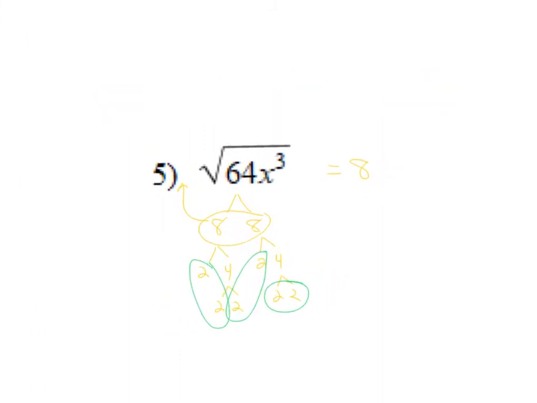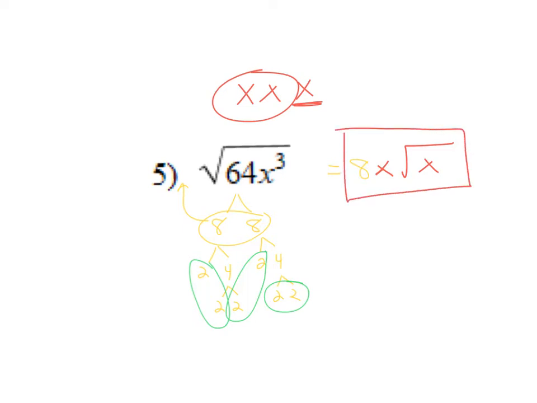Now let's take a look at our variables here. So I've got 3 x's. Again, I'm just looking for a pair. So I had one pair move out, and I have this poor little guy left over on the inside. So my answer is going to be 8x radical x. And that's going to be my final answer.